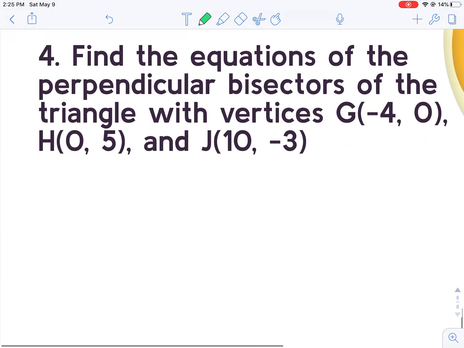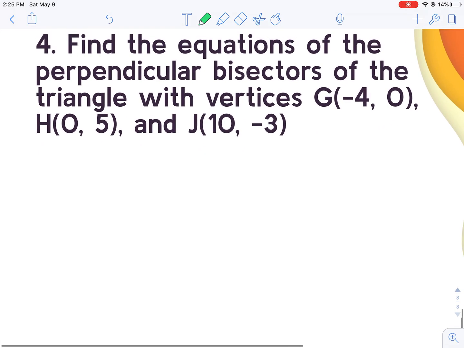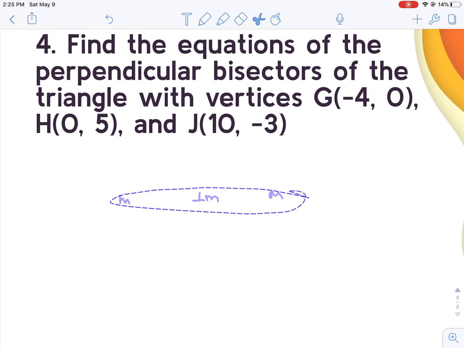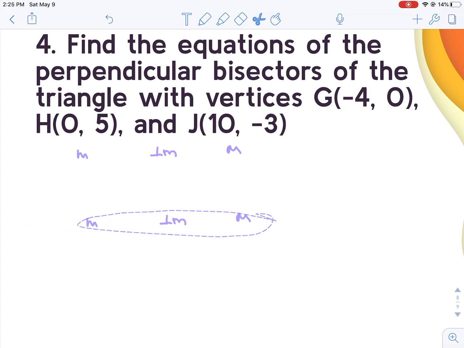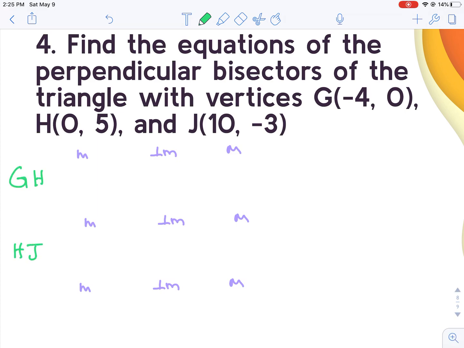All right, this last problem, we're doing the exact same thing with 3 different points. So again, I'm going to paste those exact same 3 things that I need. And then I'm going to list off the sides that I'll need to find. I need to find GH, HJ, and GJ. I'll start with GH. My y value is going up 5. My x value is going up 4. That means my perpendicular slope will be negative 4/5.